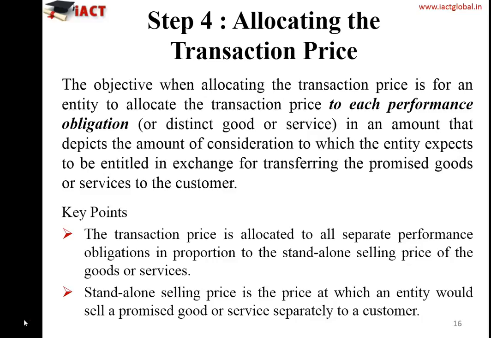The objective of this allocation of the transaction price is so that the entity can evaluate, for each performance obligation, what amount I should record in my books. The key point here is that the transaction price is allocated to all separate performance obligations in proportion to the standalone selling price of the goods and services. And this standalone selling price, we already know, is the price at which an entity would sell promised goods and services separately to a customer. Let's see an example to understand it in detail.